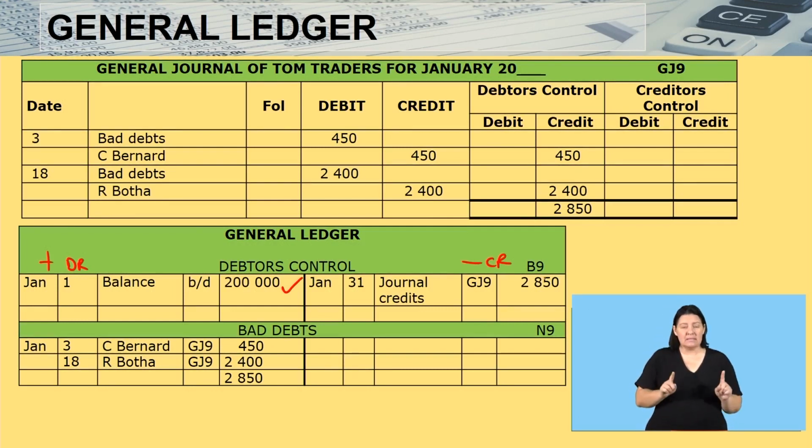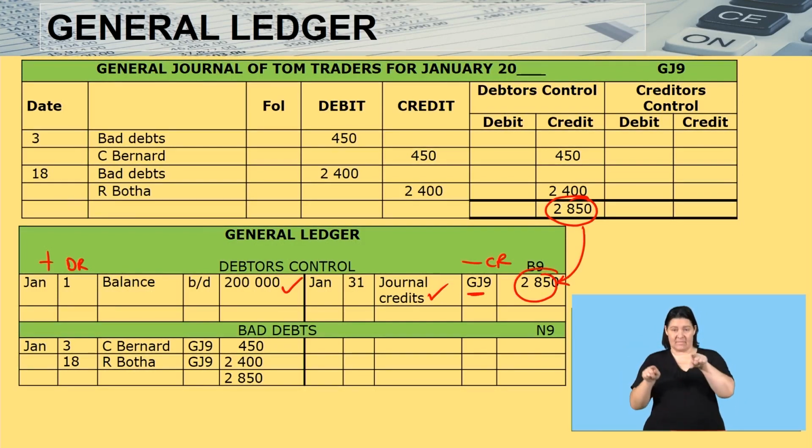However, we have some amounts which are coming from the general journal, and these amounts are on the credit side, which is 2,850. So when we come to the debtor's control, we're going to post them onto the credit side, and we say journal credits. It is from the GJ and it's 2,850. This is the same amount over there.